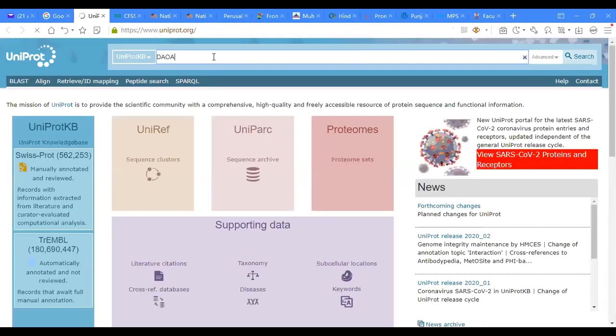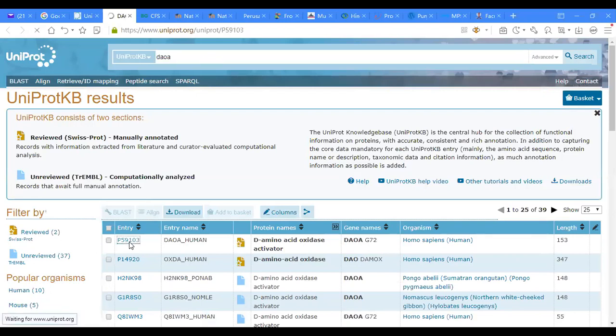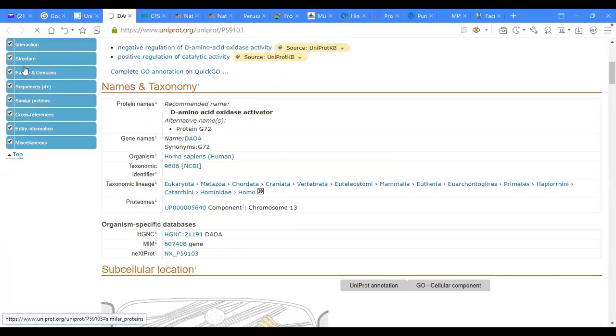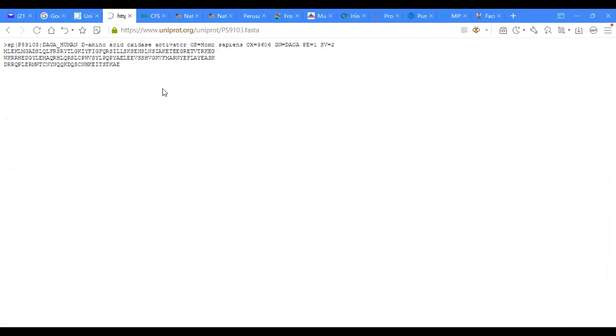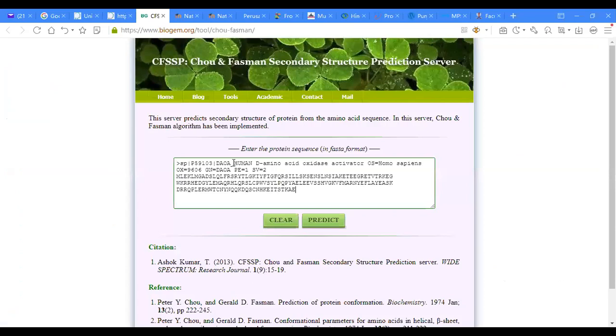UniProt, second tab. Now I am going to take one protein sequence from UniProt. I chose the DAOA protein, a schizophrenia protein, which has 4 isoforms. I take the FASTA format sequence, paste it here, and now click on the predict button.